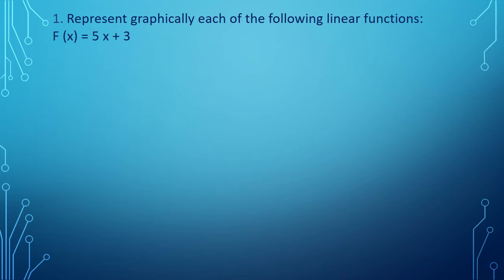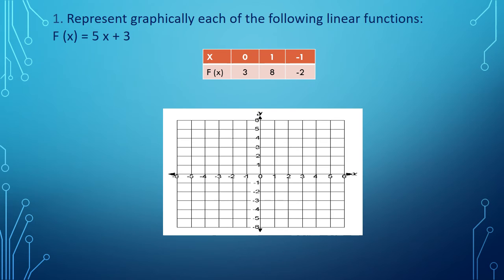So this example represents graphically each of the following functions. The linear function f of x equals 5x plus 3. So this is the table of the simplest points 0, 1, -1. By substituting these values in f of x, then draw these points in the coordinate plane that we have. This point is (0, 3), and this point is (-1, -2). So this is the linear function that we have.